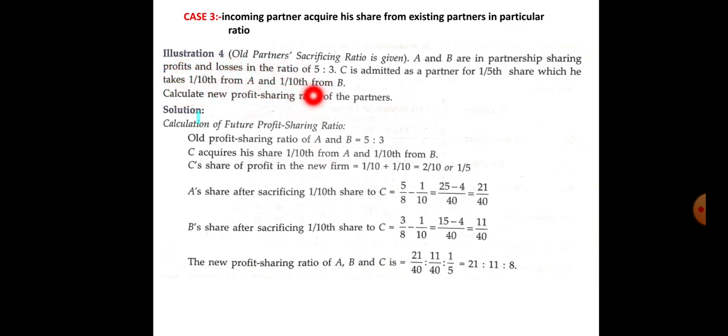And one more interesting fact is that this 1/10 and this 1/10 must be equal to this 1/5. So we can see 1/10 plus 1/10 is always equal to 2/10, which is equal to 1/5. क्योंकि हमने ये क्या दिया है, this is the share which A sacrificed in favor of C, this is the share which B sacrificed in favor of C, and C is being admitted for 1/5 share. So this sacrifice must be equal to C's share in partnership.